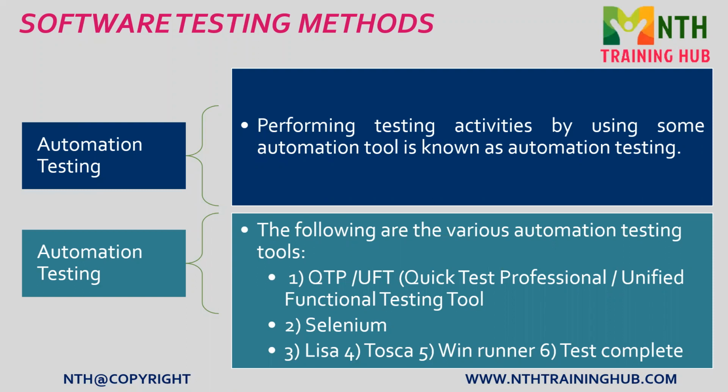Similarly, we have Lisa, Tosca, WinRunner and TestComplete as tools. There are also RPA tools, robotic process automation tools, Robot Framework, UiPath, Blue Prism, and Cypress. There are plenty of tools to automate. Some are licensed and some are open source. Based on the type of tool, companies will prefer accordingly. We have to learn them, right?